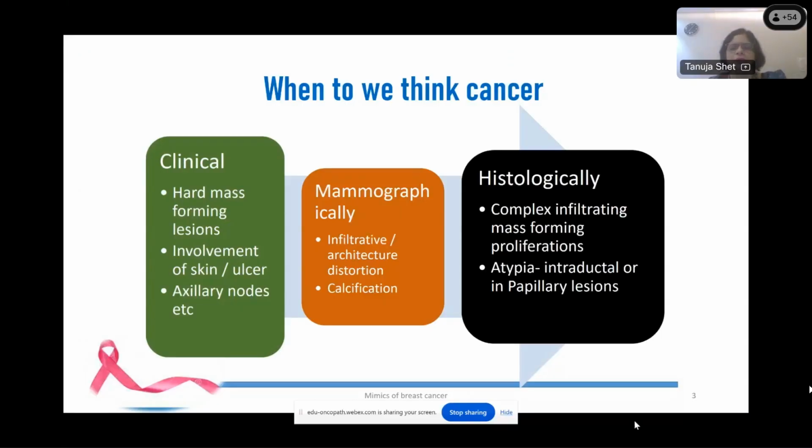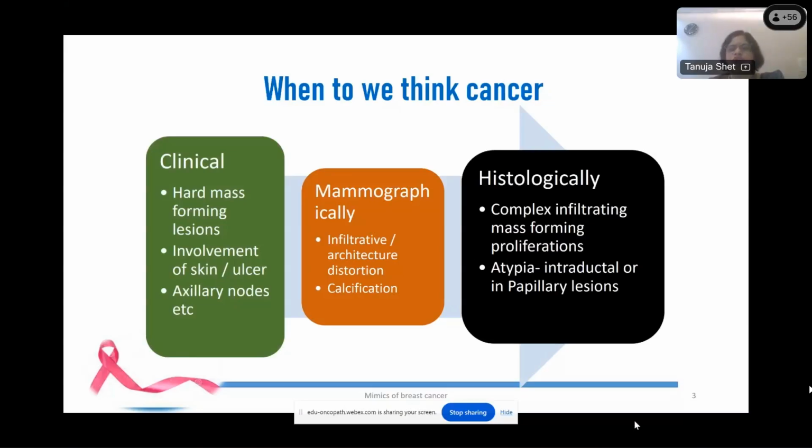So a quick overview: when do you think of cancer in a breast mass? Clinically, when Dr. Garbitsi sees a hard lesion with involvement of skin and ulcer, and palpable axillary nodes, that's when we think of cancer. Mammographically, if you see architectural distortion, a mass which is hard on elastography, and calcification, then microcalcification, those are the things that make a radiologist suspect cancer. And histologically, what we see is an infiltrating lesion with atypia and features of malignancy.